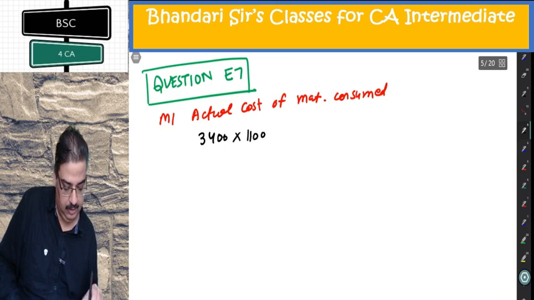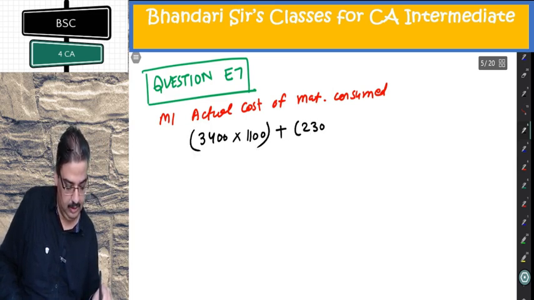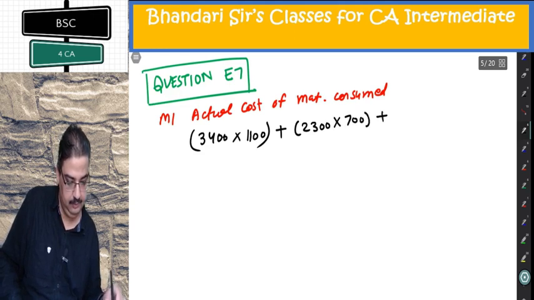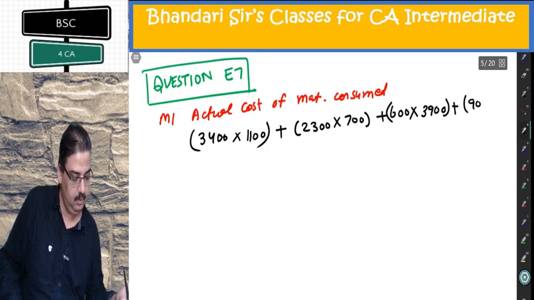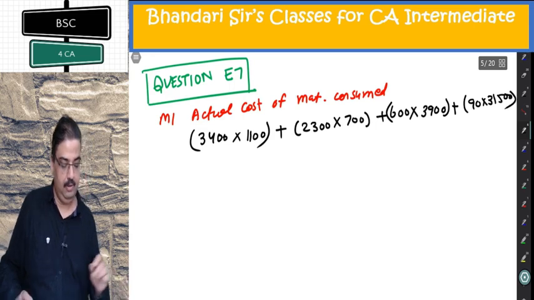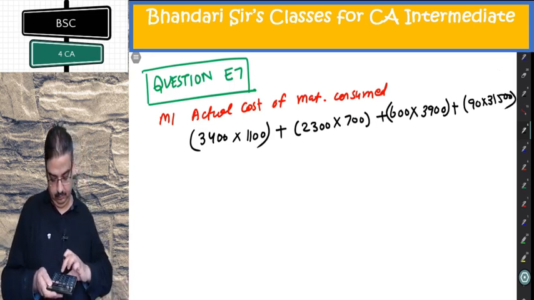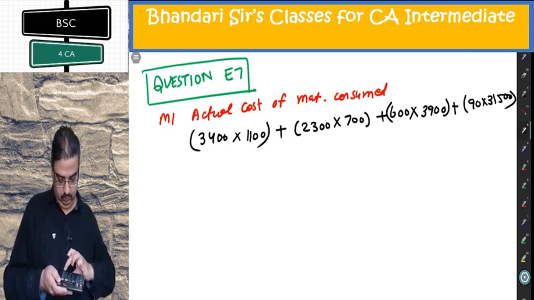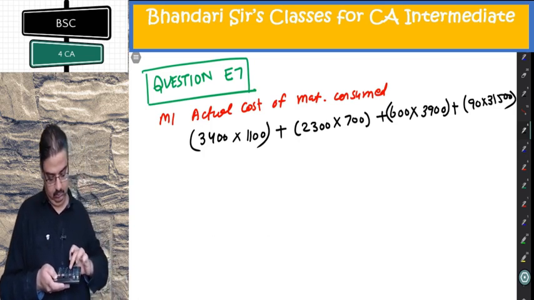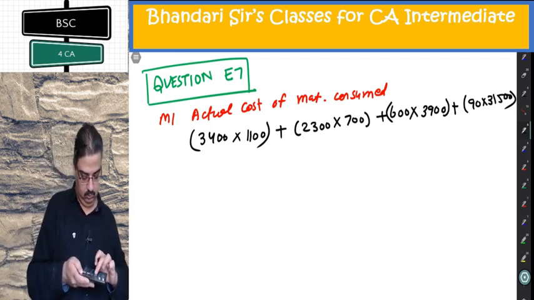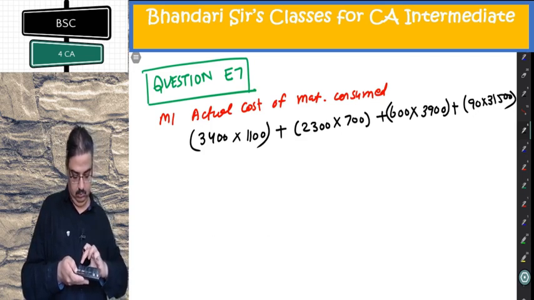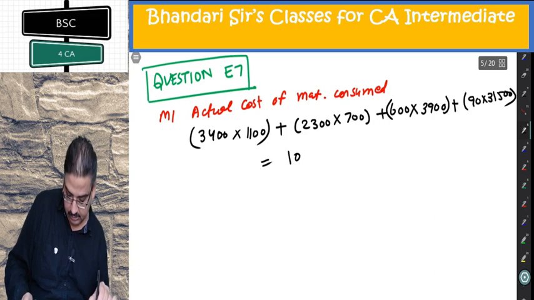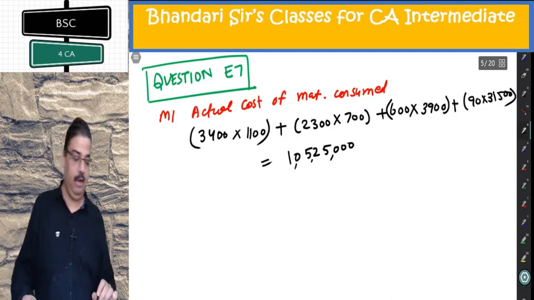3,400 into 1,100, 2,300 into 700, 600 into 3,900, 90 into 31,500. I am getting 1,05,25,000, 1 crore 5,25,000.